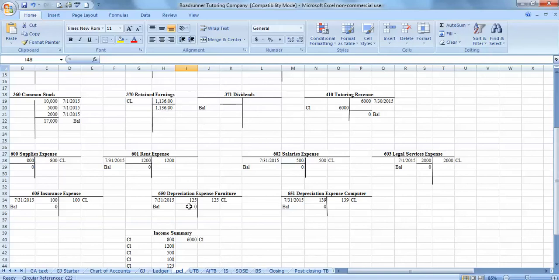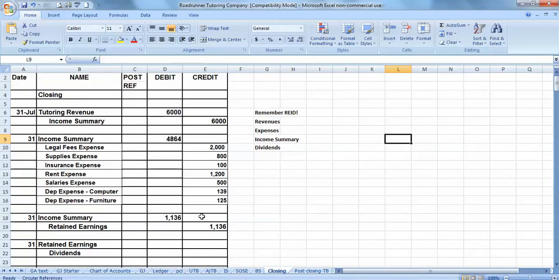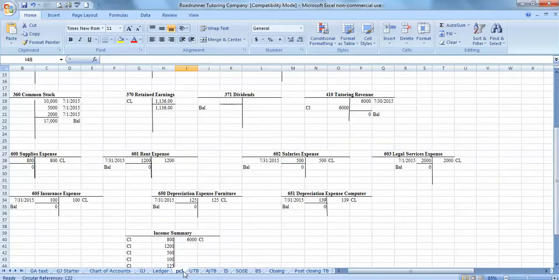It is all summarized, and now we know that the retained earnings has the proper amount of $1,136. If there had been dividends, we would have subtracted them from retained earnings, recorded the dividends, and now we would have completely closed out all of those accounts. So all of our expense accounts are at zero. We have retained earnings of $1,136. The revenue account is at zero, and we are ready to start our books for the next period.